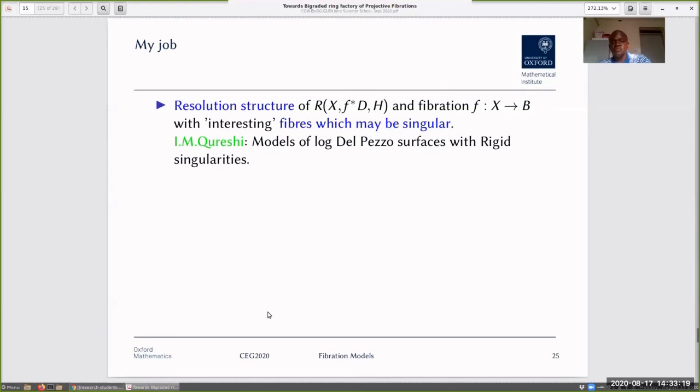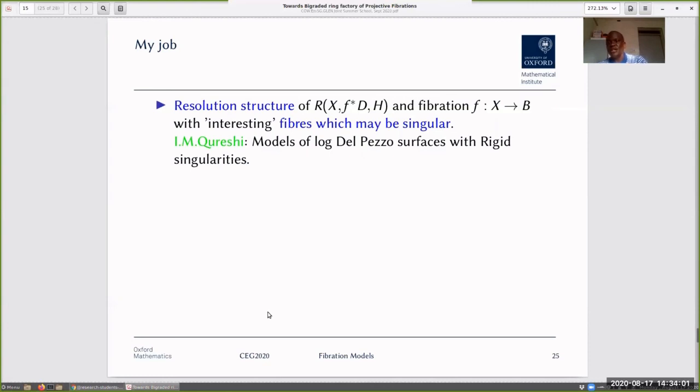this bigraded ring, with the hope that from this study we'll get geometric information about the fibers. Now the fibers of interest will be those which have some singular fibers, so we'll be interested in studying that kind of fiber. And a recent study by Imran on models of log del Pezzo surfaces has found that there are eight biregular models of log del Pezzo surfaces, and he found the correct weights on the Grassmannians that are supposed to give us these log del Pezzo surfaces.